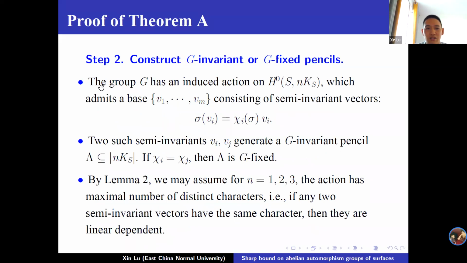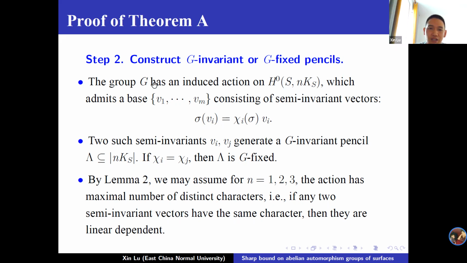For this step, we consider the induced action on the global sections of the pluricanonical divisor. So the group G has an induced action on this space of global sections. Because our group G is linear, this action can be diagonalized. So this space admits a basis which consists of semi-invariant vectors.